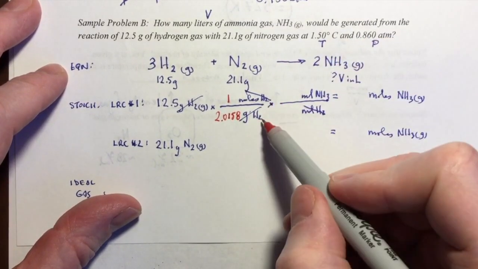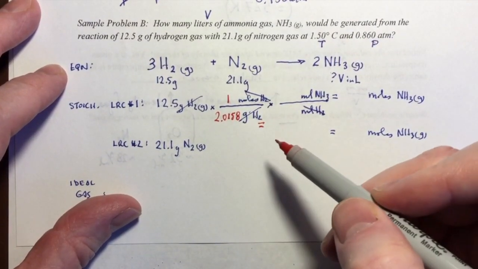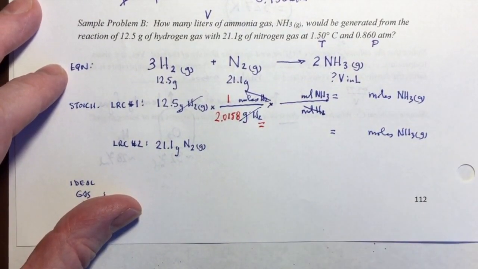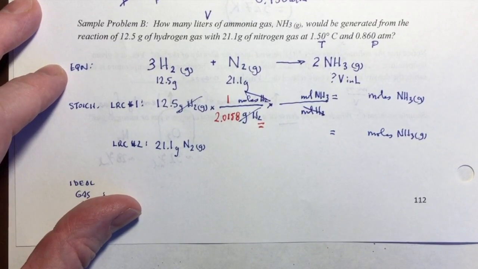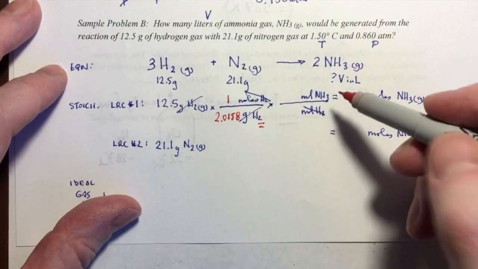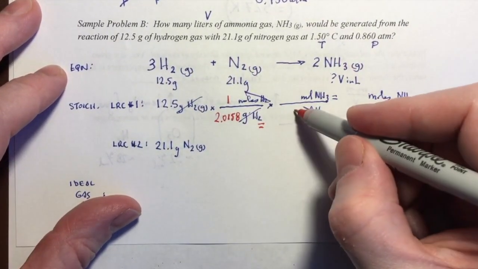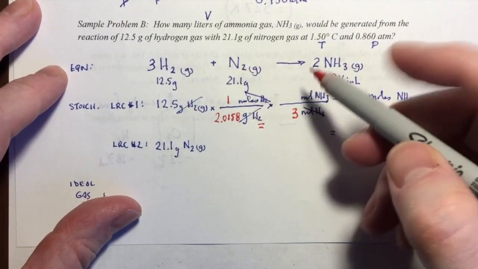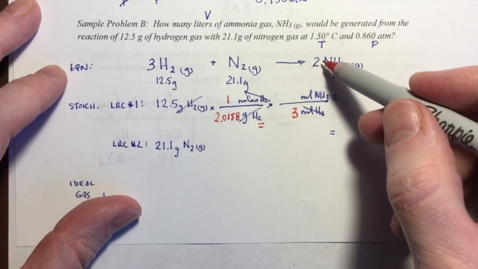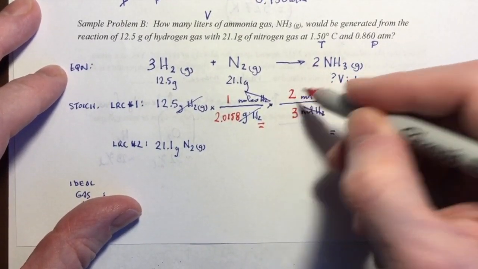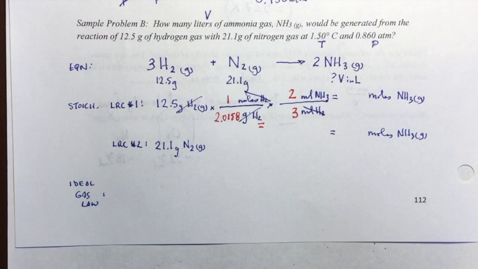2.0158. Notice I've got 2 of those atoms in there, so I have to multiply hydrogen's atomic mass by 2. Now the molar ratios, 3 H2s for every 2 NH3. And there we go. So I have my numbers there.